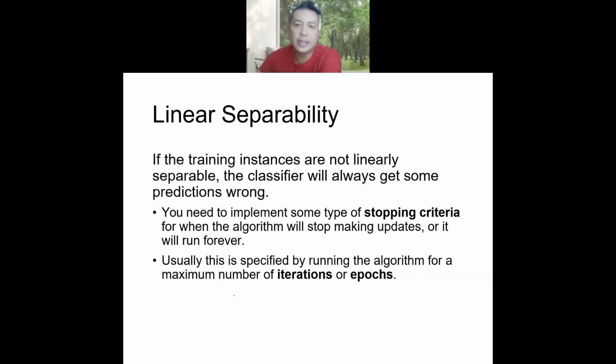If the training instances are not linearly separable, the classifier will always get some predictions wrong. That's why you cannot have 100% accuracy. So you need to implement some type of stopping criteria for when the algorithm will stop making updates. Otherwise, you will go into an infinite loop.